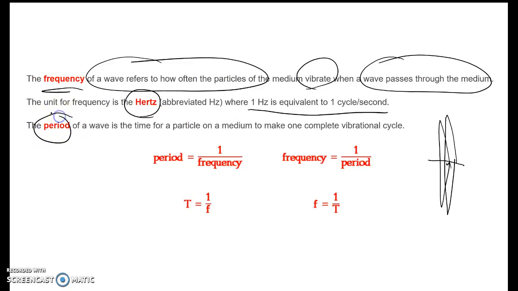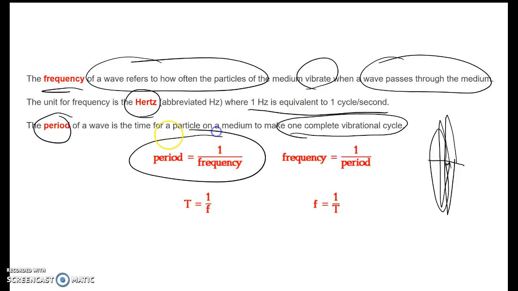A period is just the inverse of frequency. That's how long it takes to make 1 complete cycle. So if it takes 1 second to make that cycle, our period is 1 second. Our frequency is also 1 over 1. But period and frequency are inverses. So if I know one, I just take the inverse and I can find the other.